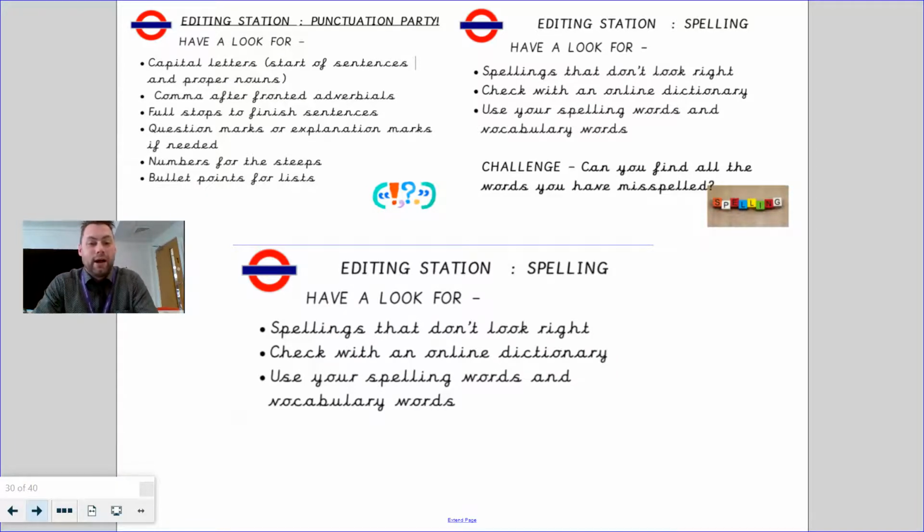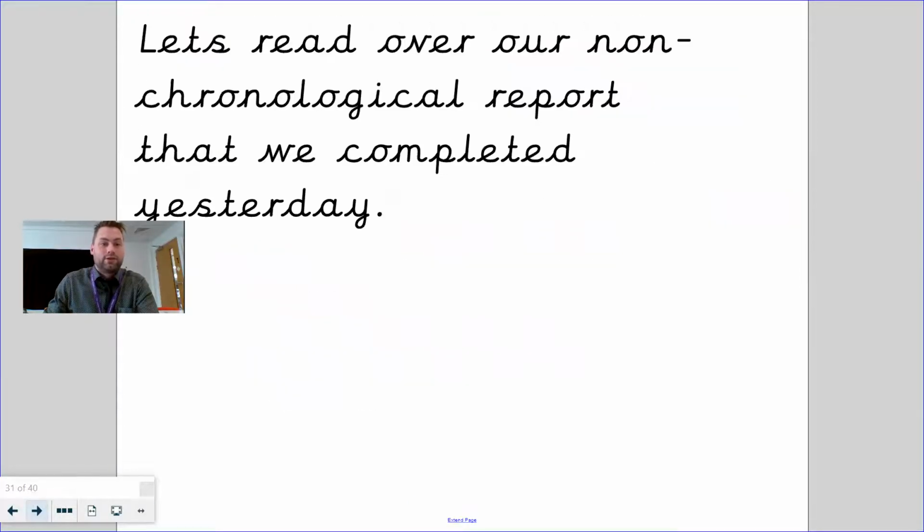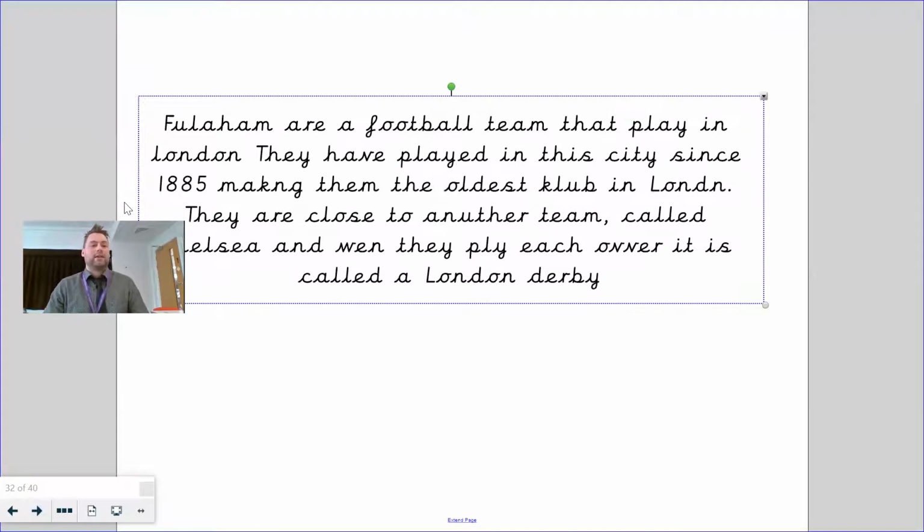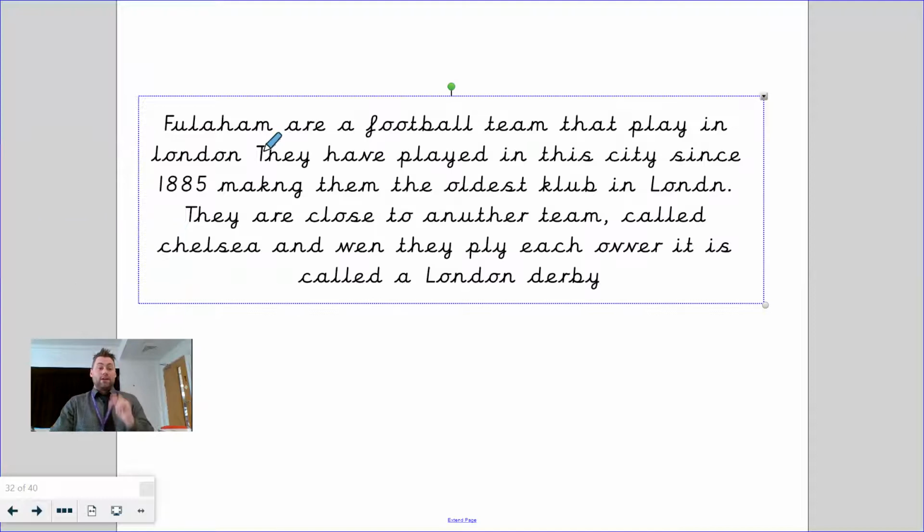And then also you need to think about the word choices that you make. Are there any words that you could choose that are better? Or have you missed something out that you want to add? Put it in. So let's read through our non-chronological report that we completed yesterday. Now, this is the one that I did yesterday, and we're going to read through it, and I'm going to make corrections. So the first thing I'm going to do, I'm going to see if I've got all my punctuation in the right place first.